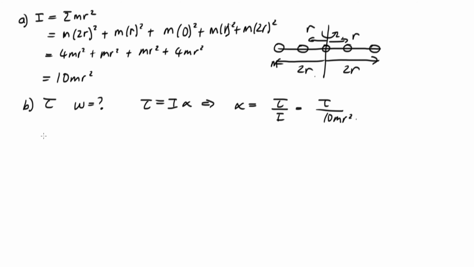And then we'll need to relate the angular speed to the angular acceleration. We're told that it starts from rest, so we know that omega is equal to omega naught plus alpha t. This is 0, so omega is equal to alpha t. So since we've got alpha here, omega is equal to tau times t over 10 mr squared, which is an expression for the angular speed of this object experiencing the torque tau.